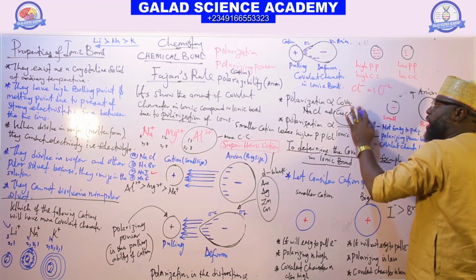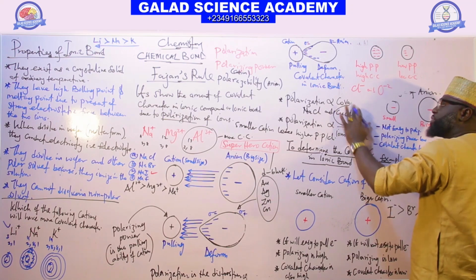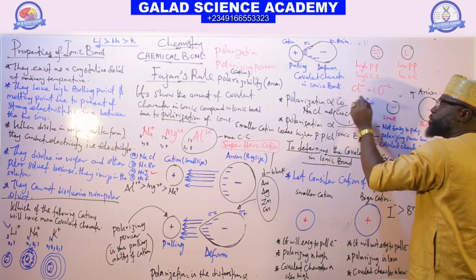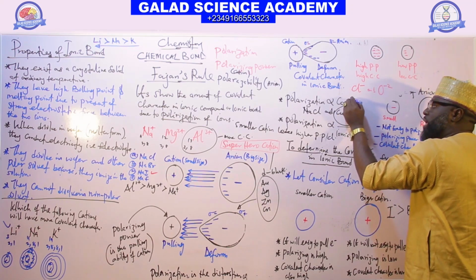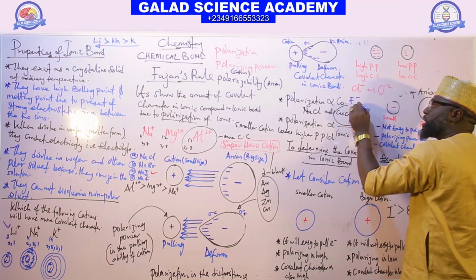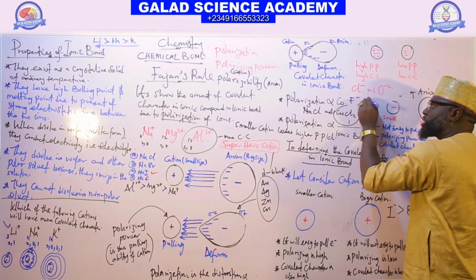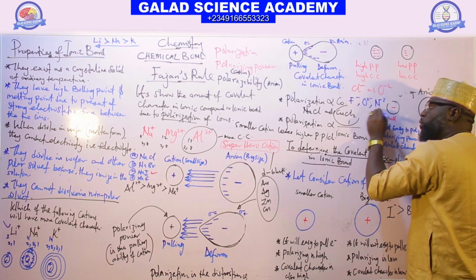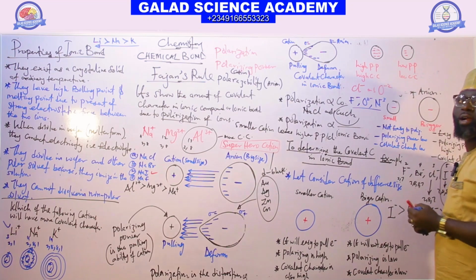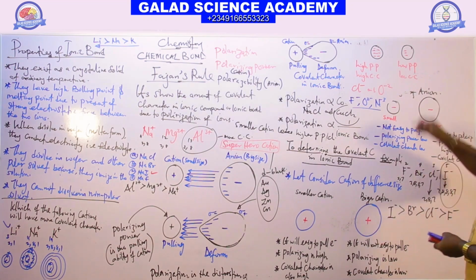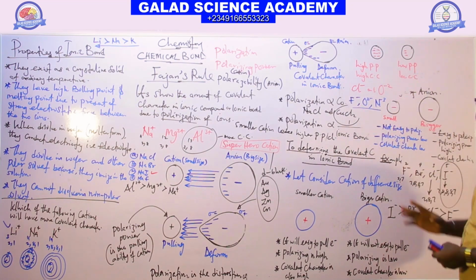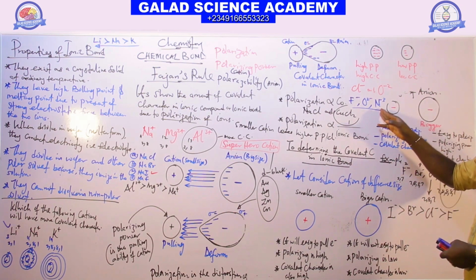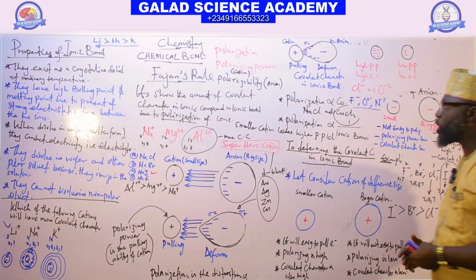But if you are given this, we are given fluorine, we are given oxygen 2 minus, we are given nitrogen minus 3. Which of the three will have more covalent character? The one with higher charge, which is nitrogen.